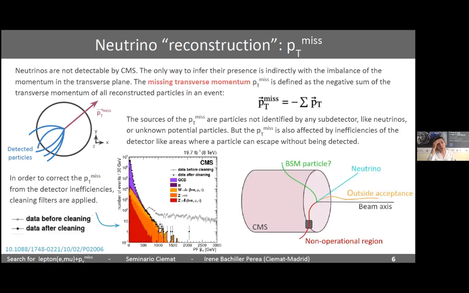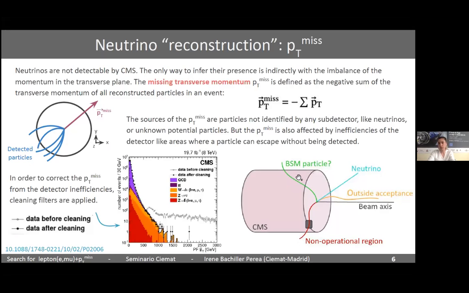Well, how to reconstruct a neutrino? Neutrinos are not detectable by CMS. So the only way to infer their presence is indirectly with the imbalance of the momentum on the transverse plane. The so-called missing transverse momentum, missing PT, is defined as the negative sum of the transverse momentum of all the reconstructed particles in the events.